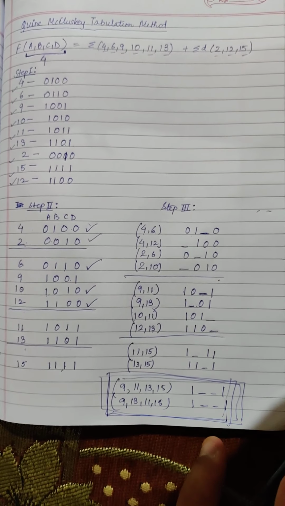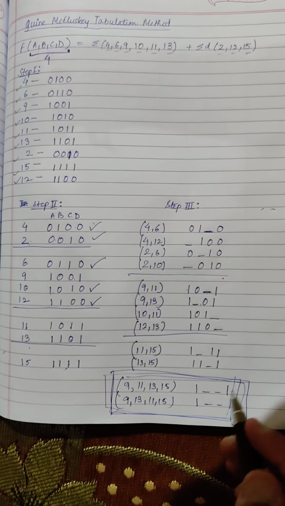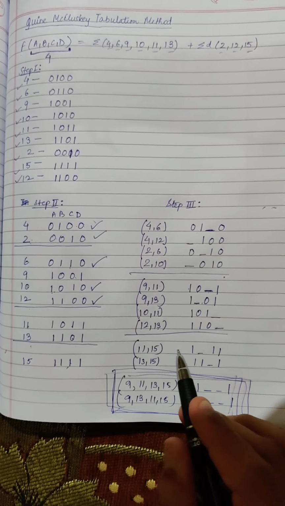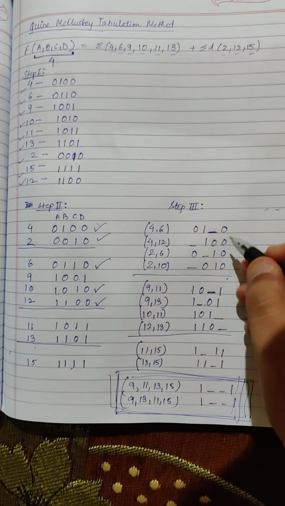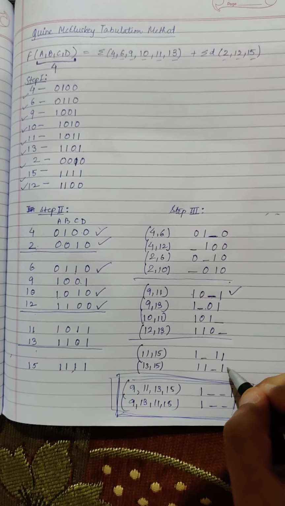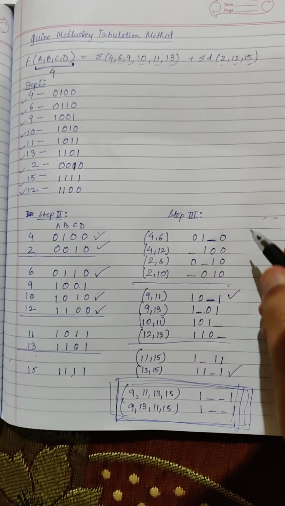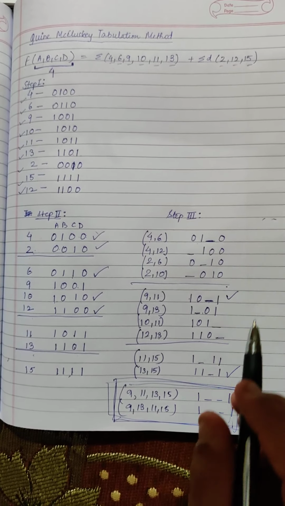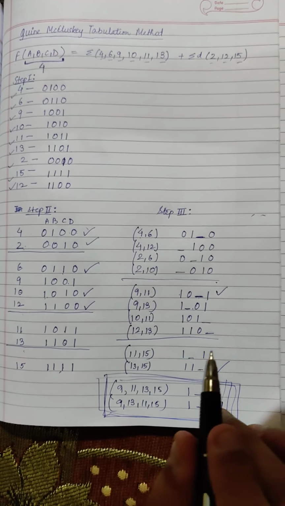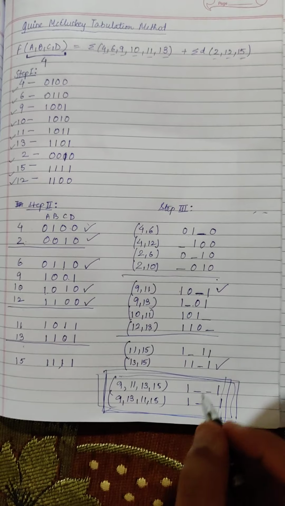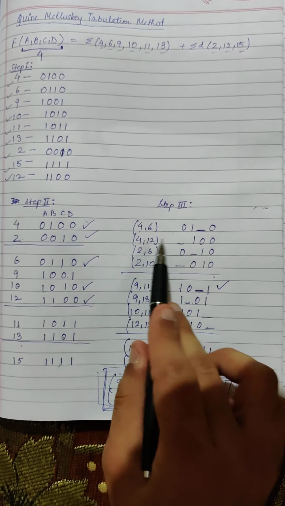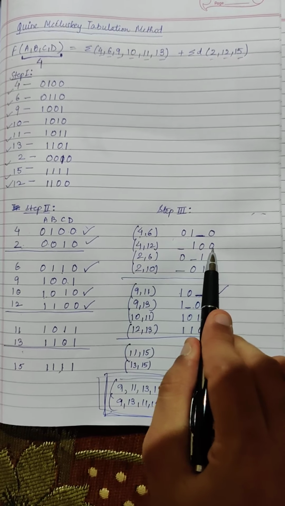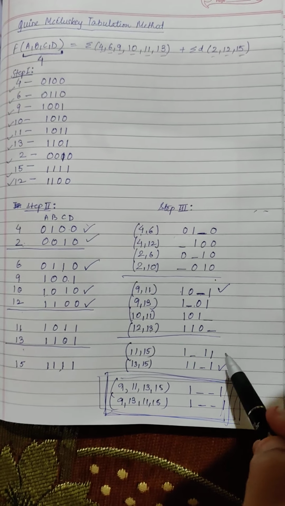Now consider all unticked combinations. Now we also have to tick here. 9, 11 and 11, 13, 15 have been ticked, and we have to consider all unticked combinations as our prime implicants. So 4, 6 is unticked, so it is our prime implicant. 4, 12 is unticked, so it is our prime implicant. So these are all our prime implicants.